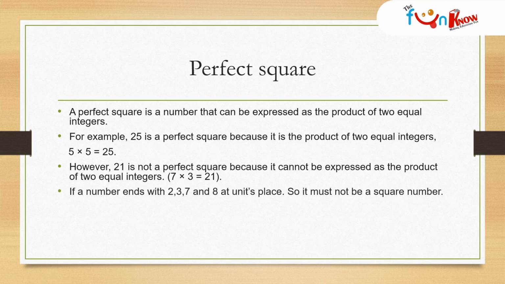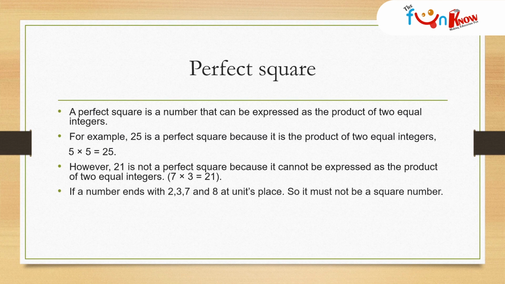I hope you're understanding. So, if a number ends with 2, 3, 7, or 8 at the units place, you know, units place? The units place is this place, the last one. If a number ends with 2, 3, 7, or 8 at the units place, mostly these numbers are not square numbers. Students, these are not square numbers.